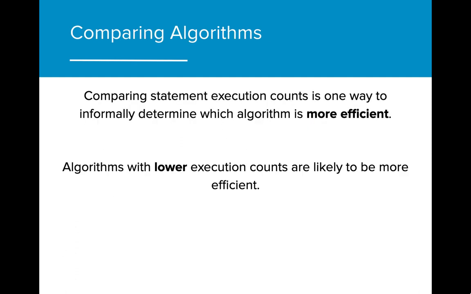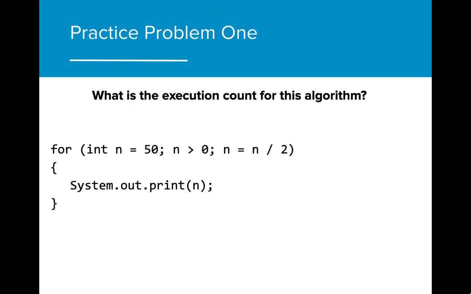Comparing execution counts between algorithms is one way to determine whether or not one algorithm is more efficient than the other. Generally, we can associate the algorithm with the lower execution count as the algorithm that is more efficient, as it takes fewer lines of code to process. Now that we've learned how to calculate execution counts, let's try some practice problems.